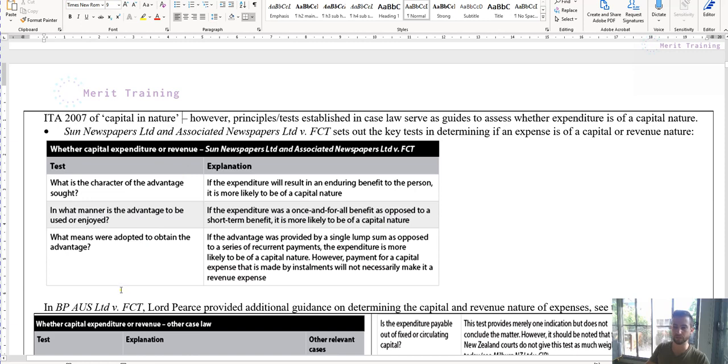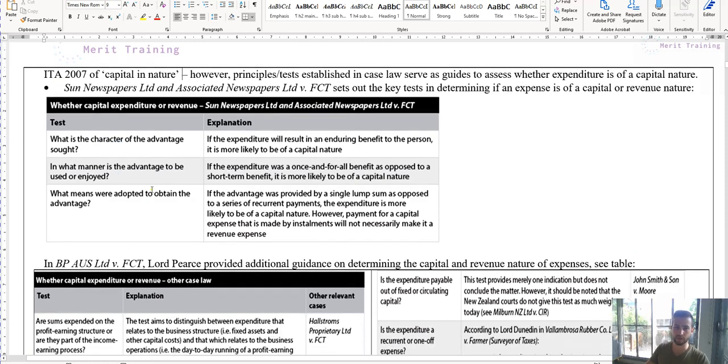So the key questions to ask is, what is the character of the advantage sought? If the expenditure results in an enduring benefit to the person, it's more likely to be capital in nature. So are you buying a business because it's going to provide you a lifelong income, or are you buying a newspaper, for example, which is going to be in your business for customers to read, but you'll have to throw it out? So there's no enduring benefit there. That would be on revenue account.